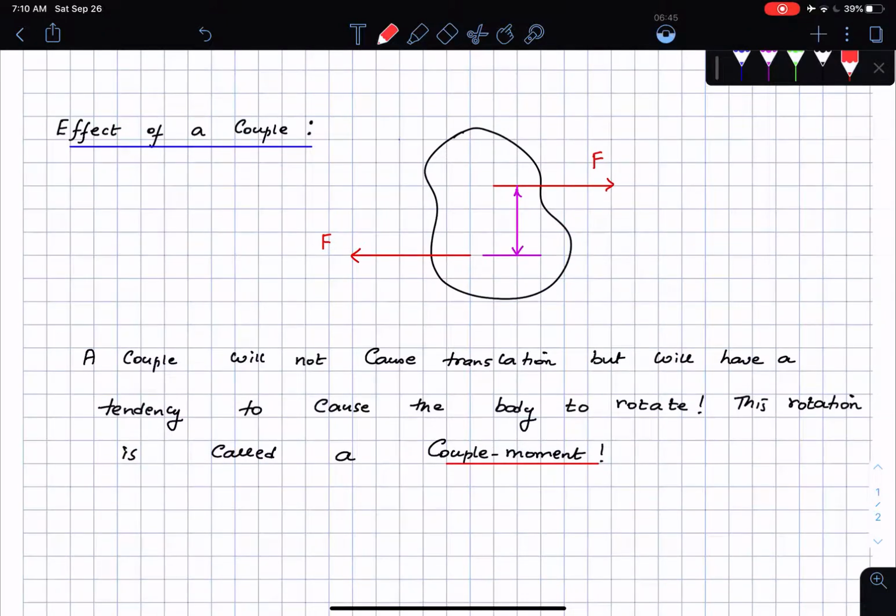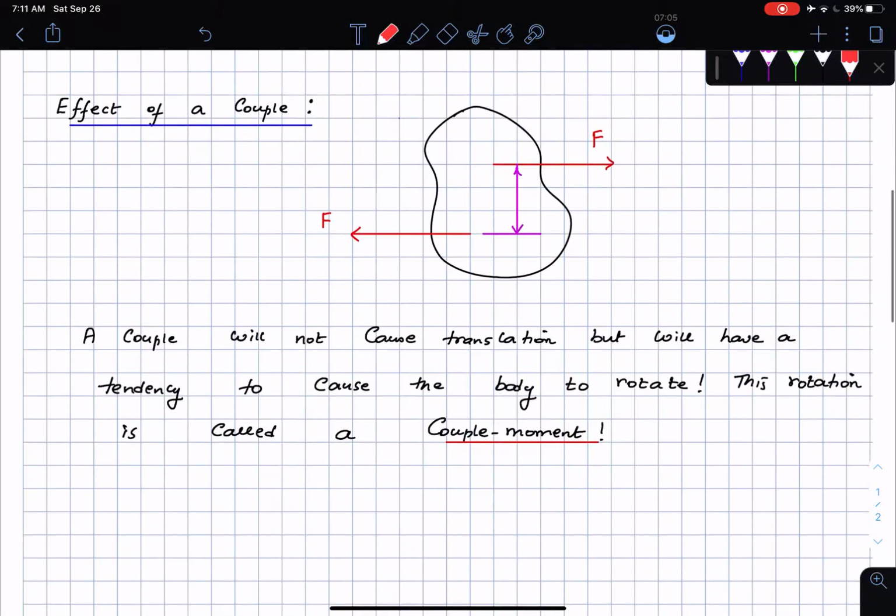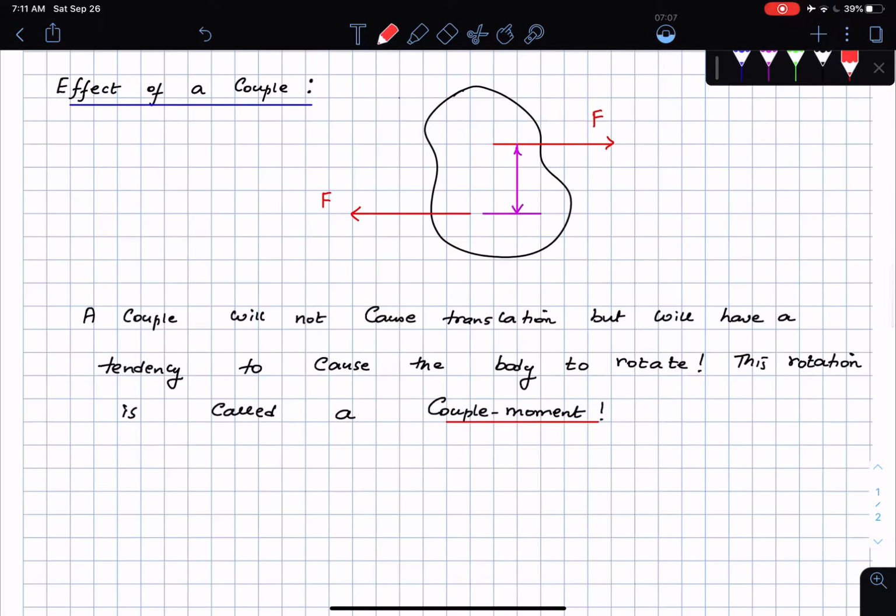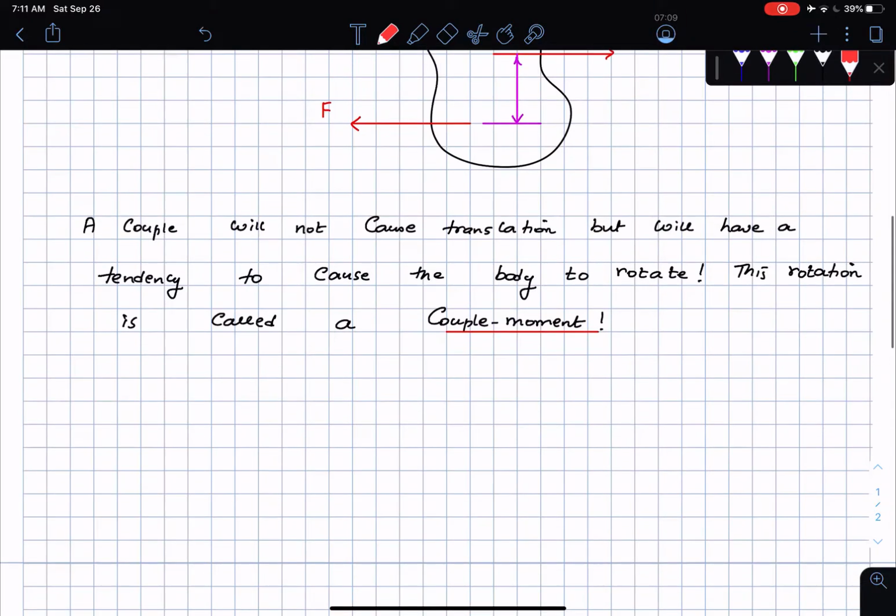So once again, I see that the effect of a couple, because this force is moving to the right, the other force is moving to the left. Obviously, they're not going to make the body move anywhere, but they will have a tendency to cause the body to rotate, and this tendency is called a couple moment. The idea is, how do I find the magnitude of the couple moment, and how do I find the direction or the sense of the couple moment? So let's go to that next.